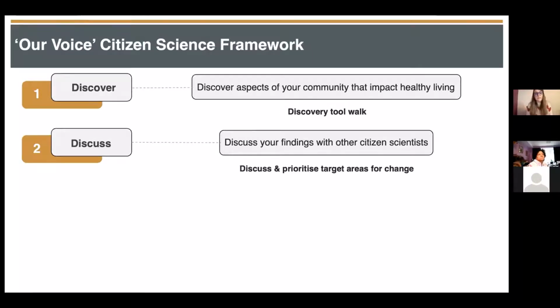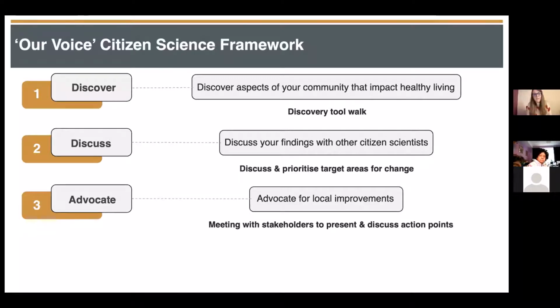The second stage is Discuss. So you take the findings from the first stage and you have open discussions with citizen scientists to understand what the barriers and facilitators are to their healthy living, and use this to discuss and prioritise target areas for change, so to co-produce action points with citizens for change.